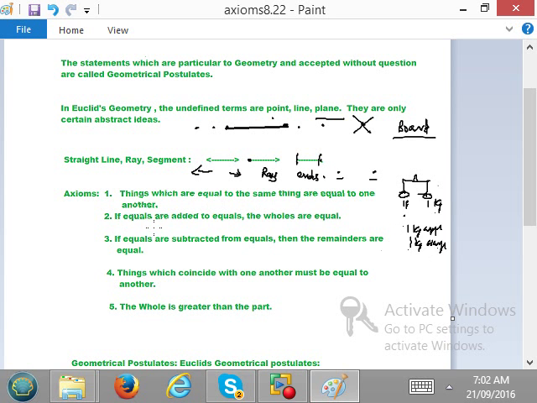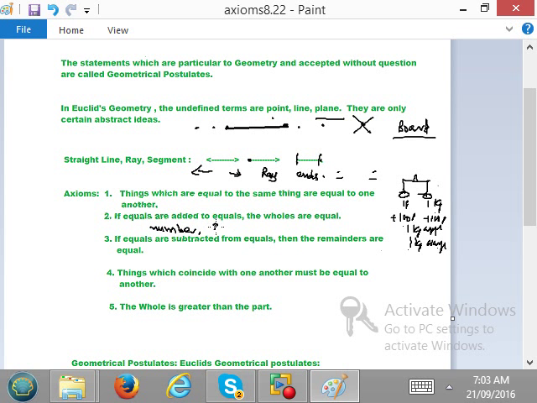Next point is, if equals are added to equals, then the wholes are equal. Exactly like a balance: in 1 kg, if you add 100 grams here, and here also if I add 100 grams, even then this balance will remain the same, equal. Balance means it's equal. These left side and right side are equal. If equals are added to equals, the wholes are equal. It may be just a number. For example, if you add a number to both sides, both are equal.